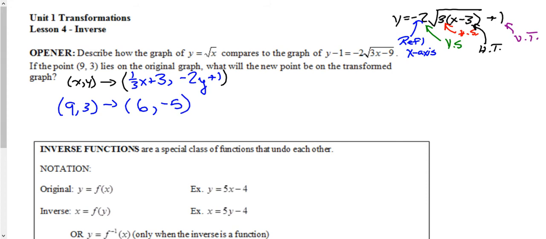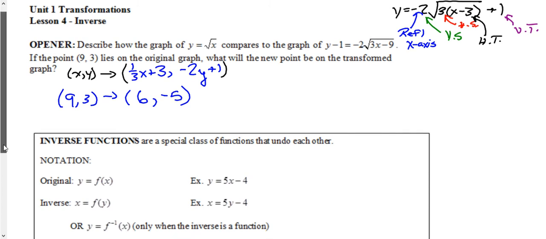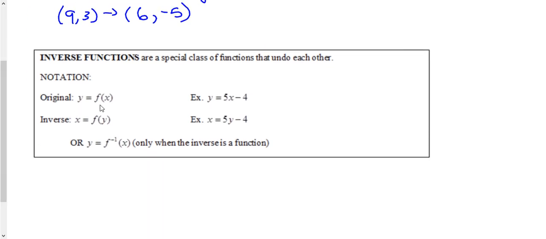After this, we're going to start right into our notes for inverse function. So what is an inverse function? It's basically switching around all your x's and y's. That's an inverse function. So if your original equation is y equals f of x, your inverse is now x equals f of y. In terms of an equation, here's what it's going to look like.